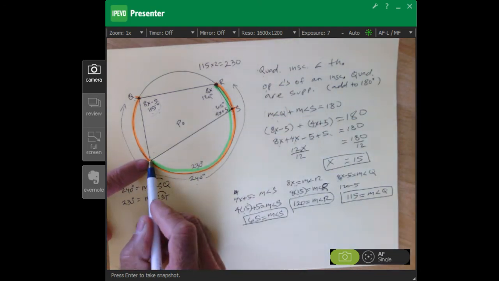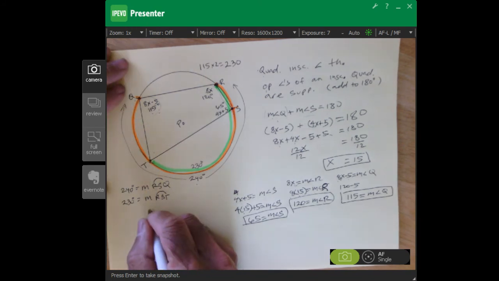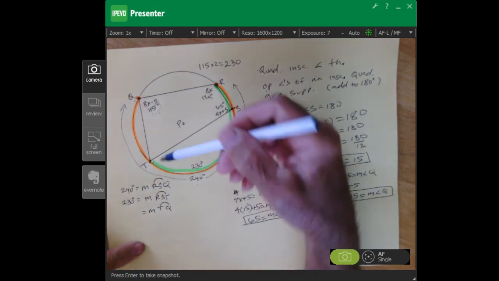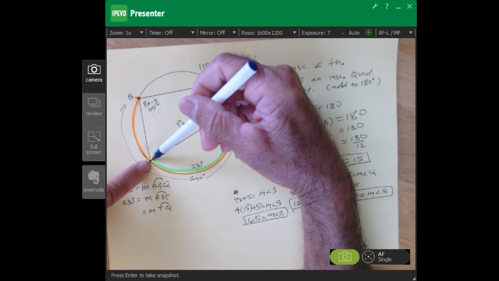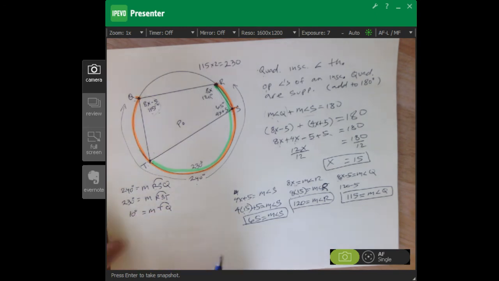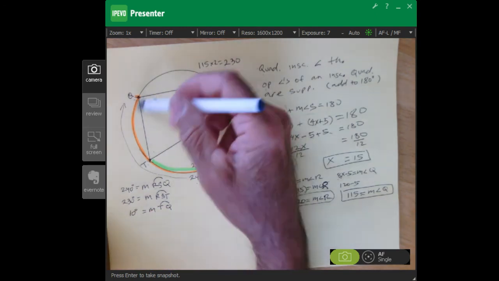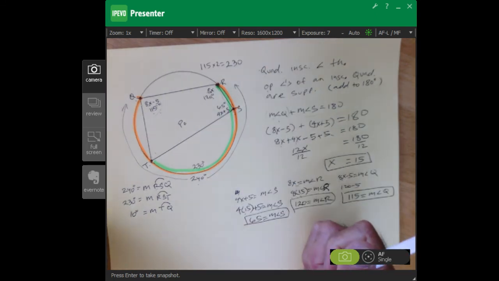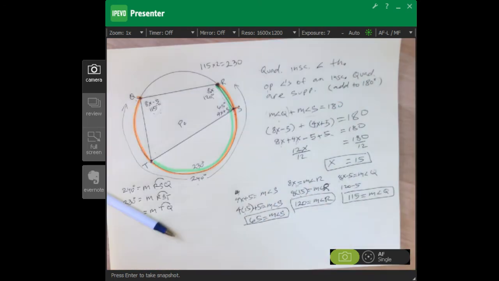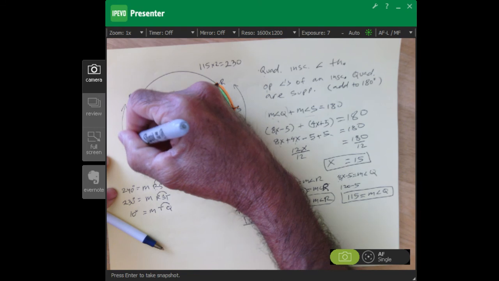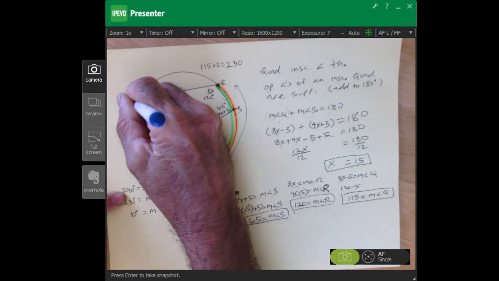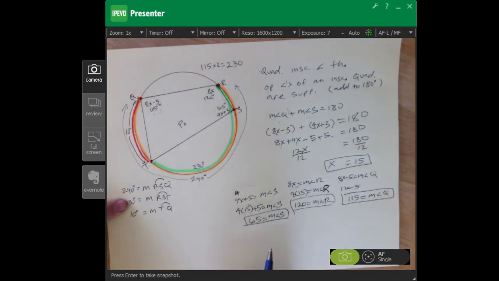So then the question is, how much is left over? So how much is the measure of TQ? If you just think about up to here is 230, how much more to get to 240? Well, 10 degrees. 10 plus 230 is 240. So that's one way you can find these three arcs right away. So that would be TQ, 10 degrees, going from there to there.